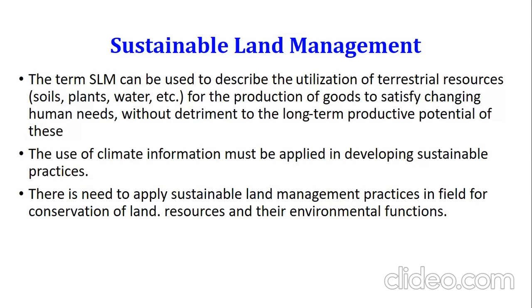We can apply sustainable land management. The term sustainable land management can be used to describe the utilization of terrestrial resources like soil, plants, water, etc. for the production of goods to satisfy changing human needs without detriment to the long-term productive potential of these. The use of climate information must be applied in developing sustainable practices. There is a need to apply sustainable land management practices in the field for conservation of land resources and their environmental functions.